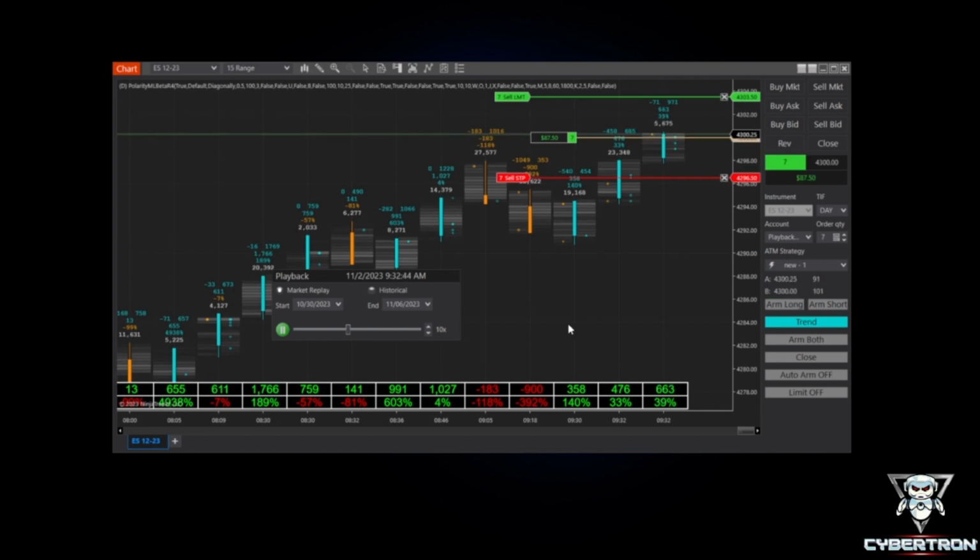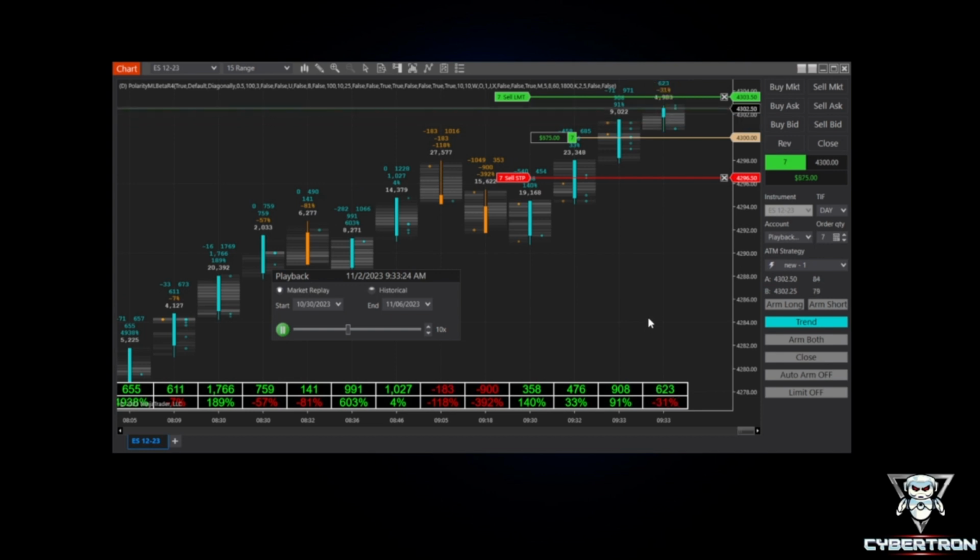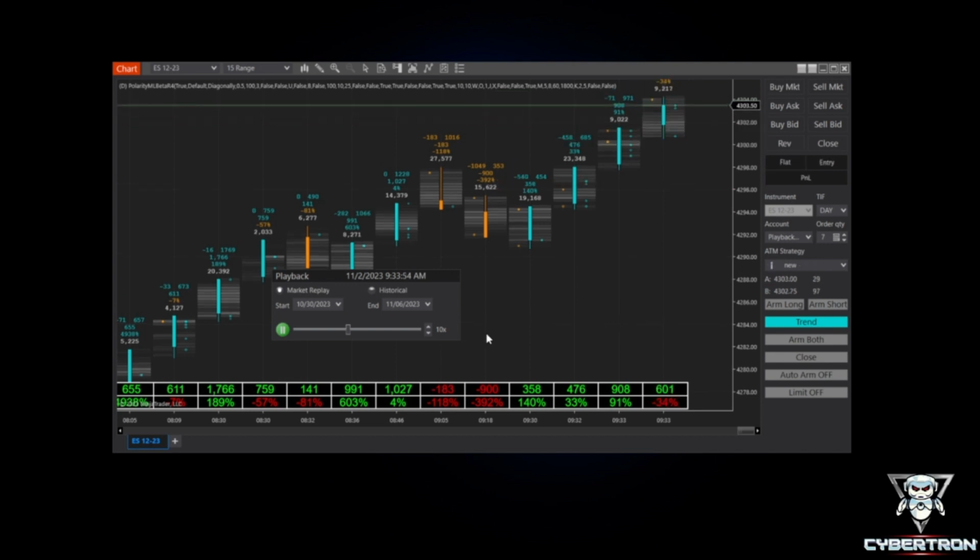Order filled. Looks like we got a fast fill. Let's see what price will do. Target filled. We got our first win. Let's move quickly over to Friday morning and try this again.